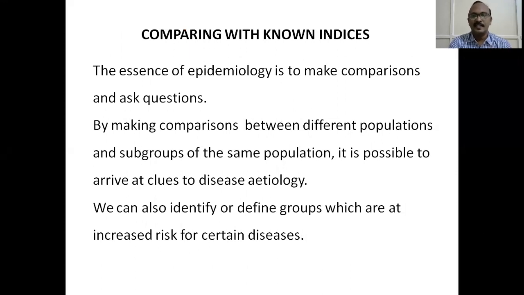Comparing with known indices is another step of descriptive epidemiology. Now, the essence of epidemiology is to make comparisons and ask questions. By making comparisons with different populations or subgroups of the same population, it helps us to understand disease etiology. We can also identify or define groups which are at increased risk for certain diseases. So by comparing different subgroups of the same population, we can arrive at and say that this particular cause is responsible for the disease in different subgroups of the population.